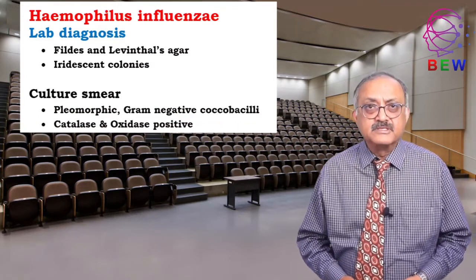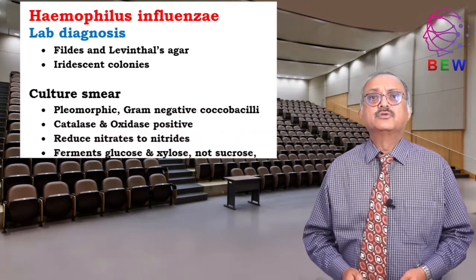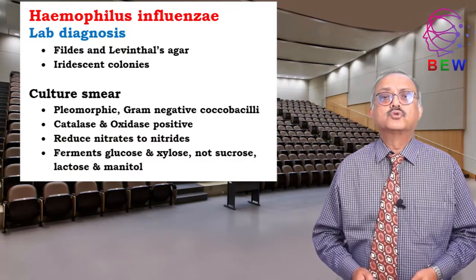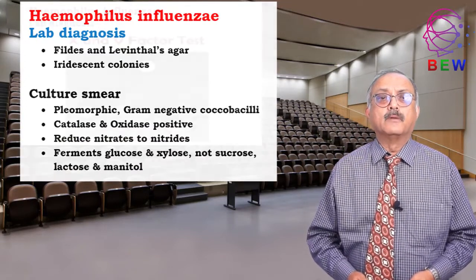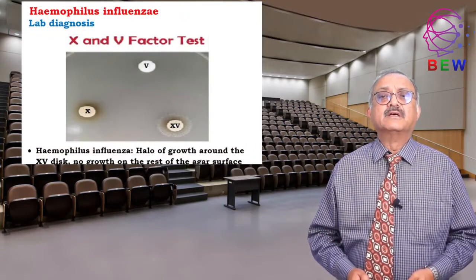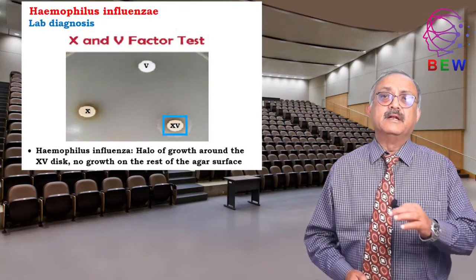They are catalase positive, oxidase positive. They reduce nitrates to nitrite, ferment glucose and xylose, but not sucrose, lactose and mannitol. To test for X and V requirement of Hemophilus, these factors are available in disc form.